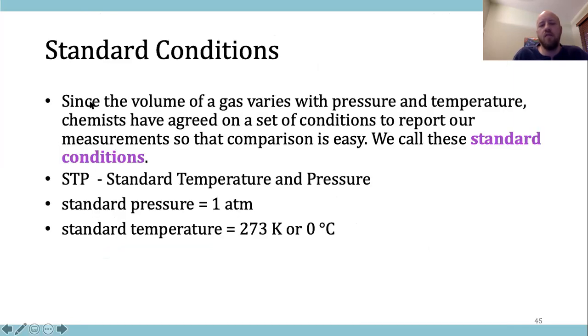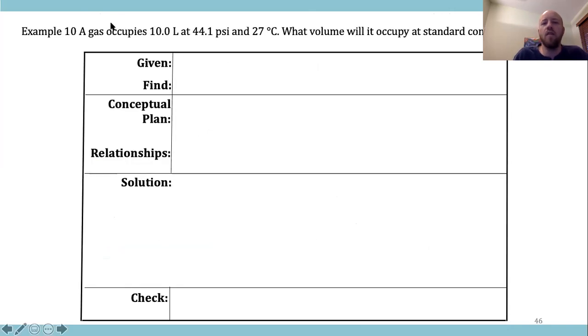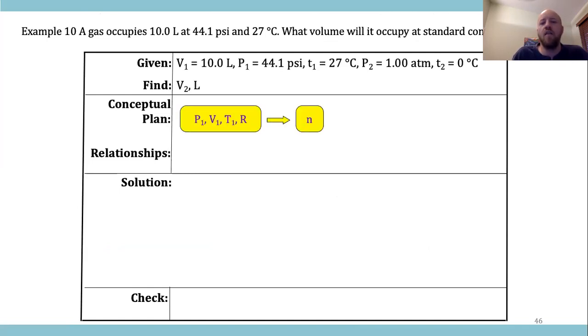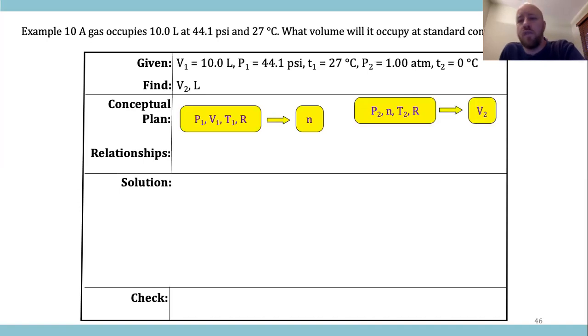So STP, you should know. You will have to know the pressure and the temperature: 1 atm, 0 degrees Celsius, or 273 Kelvin, because the problems are worded like this: a gas occupies this volume at this pressure and temperature. What volume will it occupy at standard conditions? If you don't know what the standard conditions are, then it's hard to fill those in, and it looks like we're missing stuff.